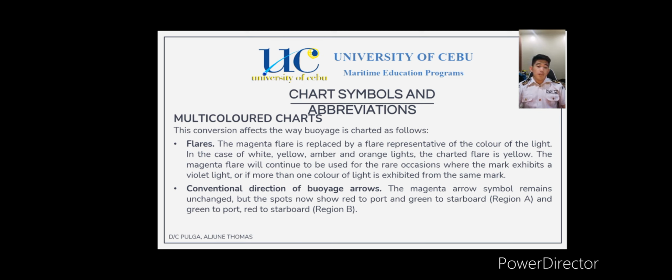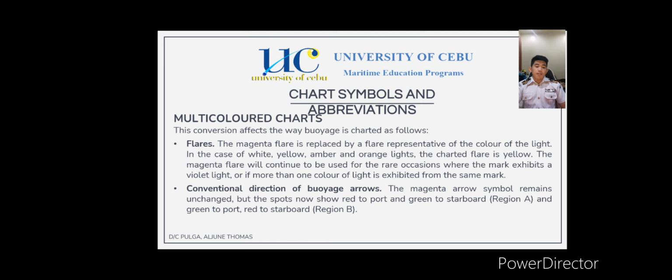So first, the flares. The magenta flare is replaced by a flare representative of the color of the light. In the case of white, yellow, amber, and orange lights, the charted flare is yellow. The magenta flare will continue to be used for the rare occasions where the mark exhibits violet light, or if more than one color of light is exhibited from the same mark.